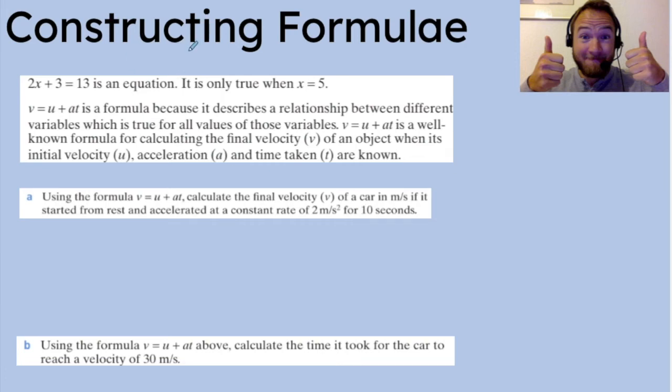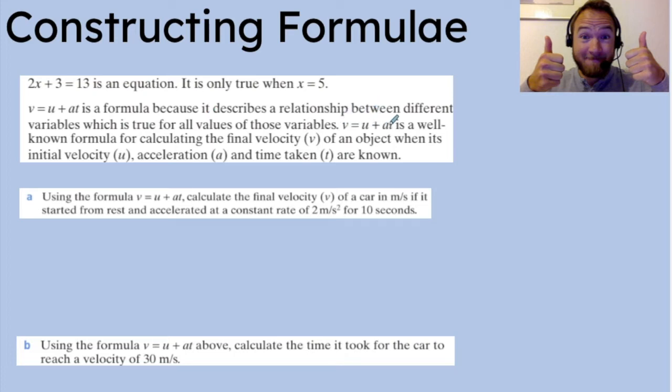Constructing formulae. So 2x plus 3 equals 13 is an equation. It's only true when x equals 5. However, something like v equals u plus at is a formula because it describes a relationship between variables, which is true for all values of those variables.